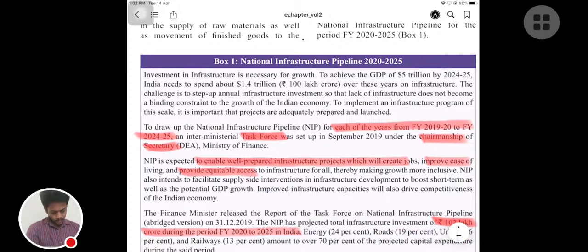To implement an infrastructure program, it is important that projects are adequately prepared and launched. So you need money for that. For that, the government said an interministerial task force was set up in 2019 under the chairmanship of the Secretary of the Department of Economic Affairs, that is your Ministry of Finance. So this is the part where UPSC will ask a question. If I were you, I would expect a question from this part.